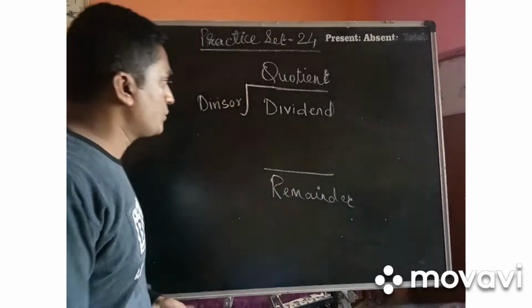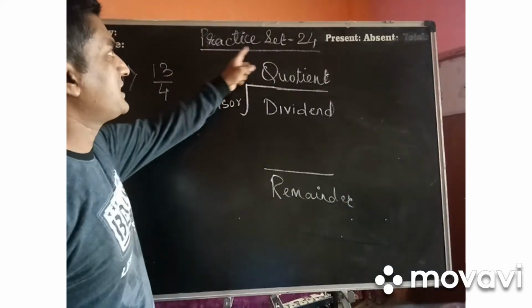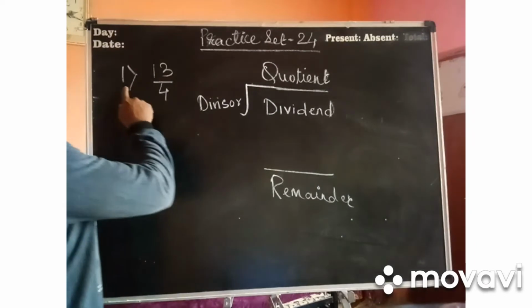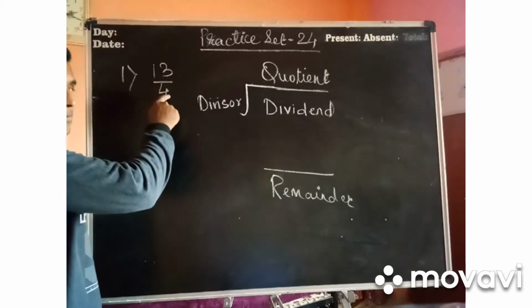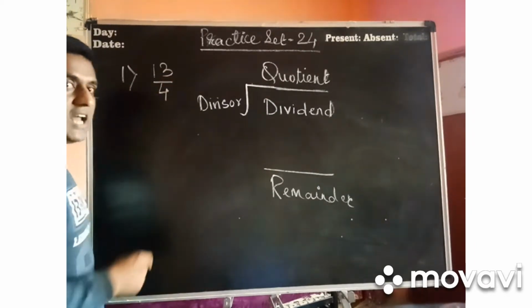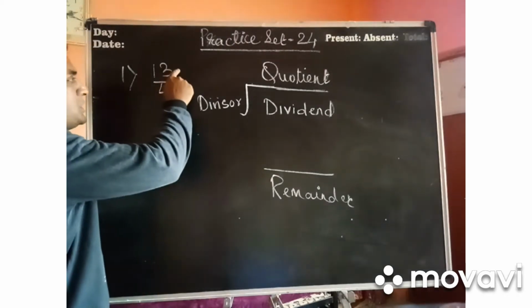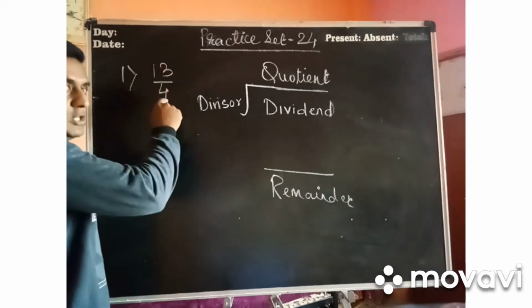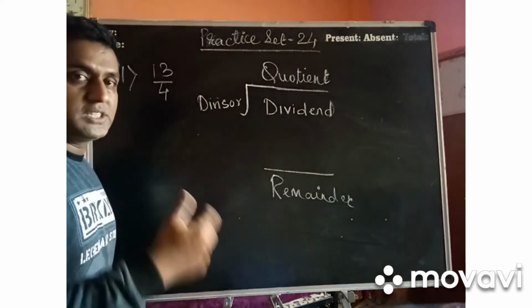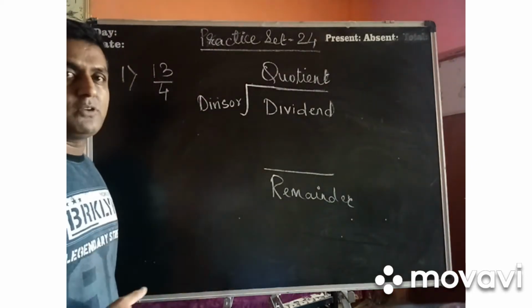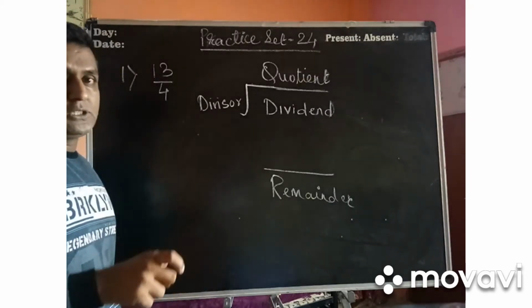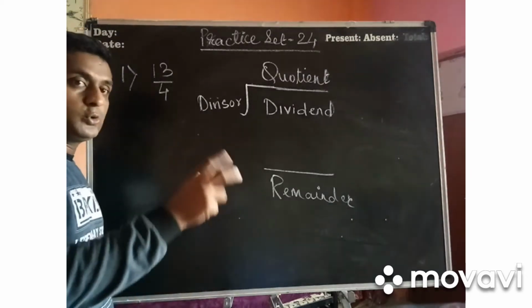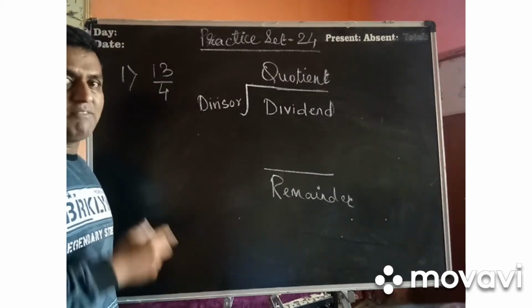Now see students, in practice set 24, the first question I have copied here, that is 13 upon 4. 13 upon 4 is a rational number in which 13 means P and 4 means Q. So it is in the form of P upon Q. Let us convert it in the form of decimal form. For converting it into its decimal form, we have to do regular division, which we have been doing in the previous classes.